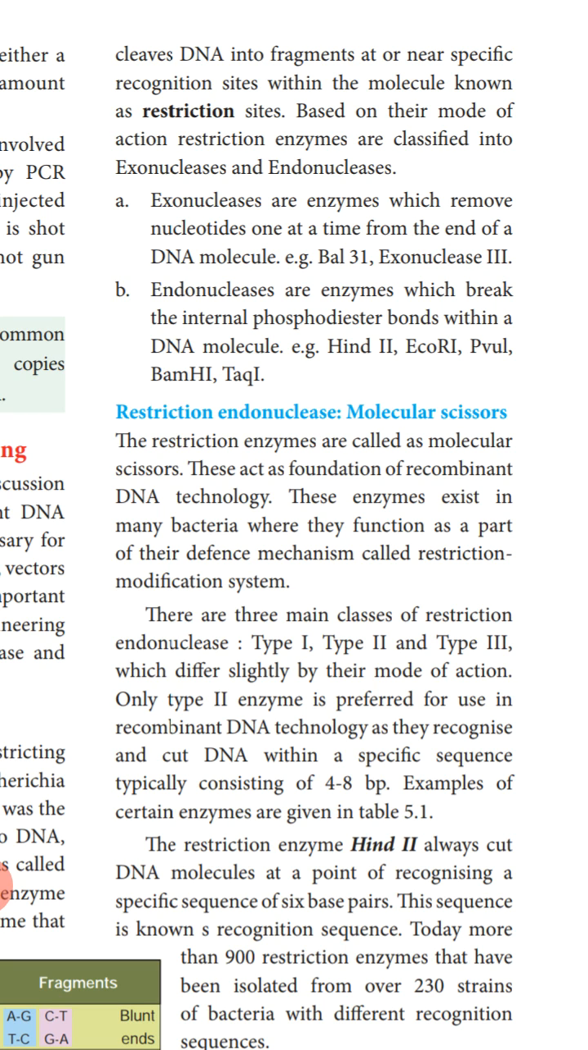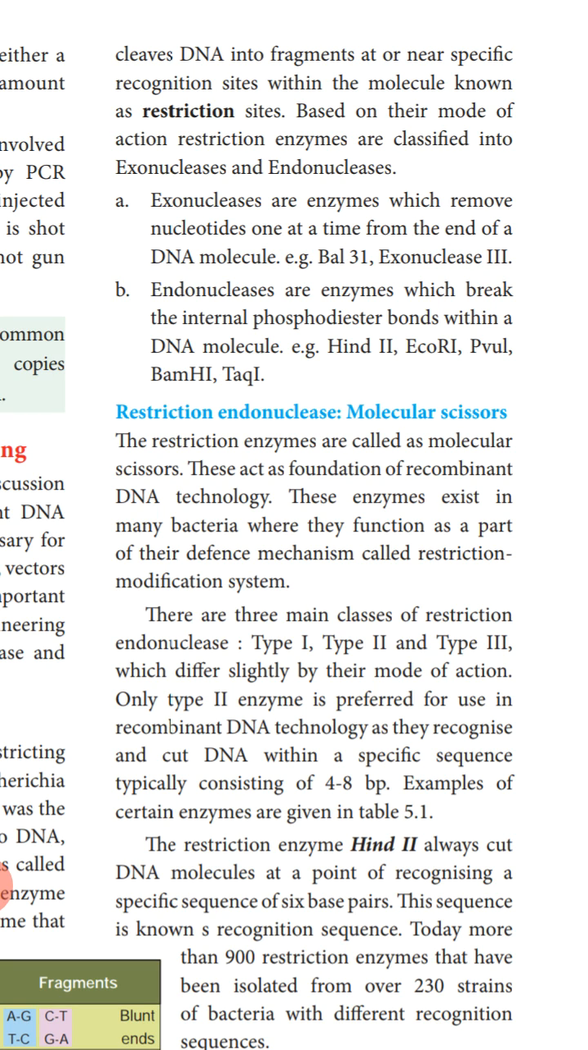Next is the endonuclease. Endonucleases are the enzymes which break the internal phosphodiester bonds within a DNA molecule. So what does the endonuclease do? It also cuts the DNA, by breaking the bond between two nucleotides in the DNA molecule. Examples of endonucleases are HindII, EcoRI, PvuI, BamHI, and TaqI.